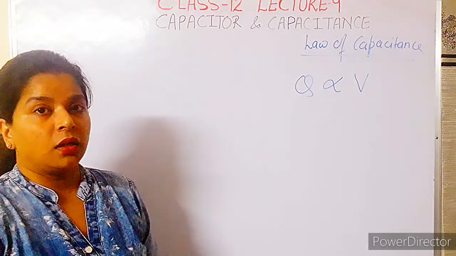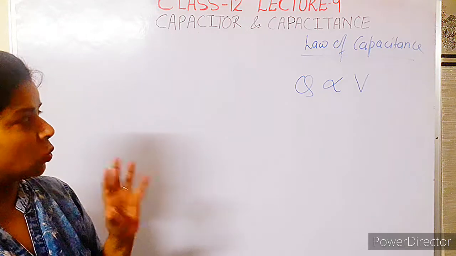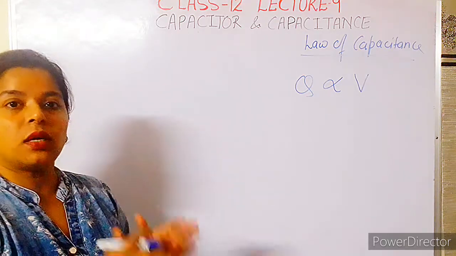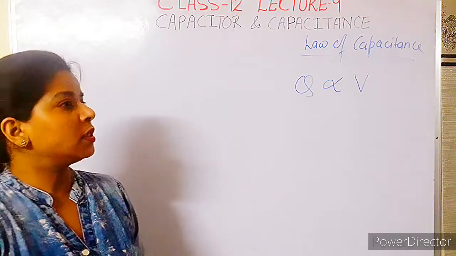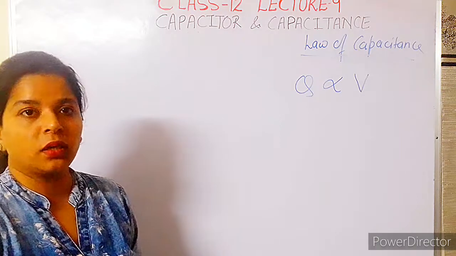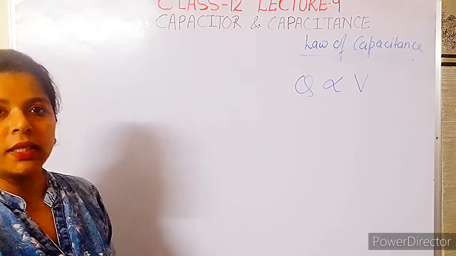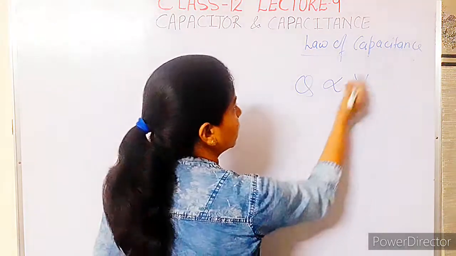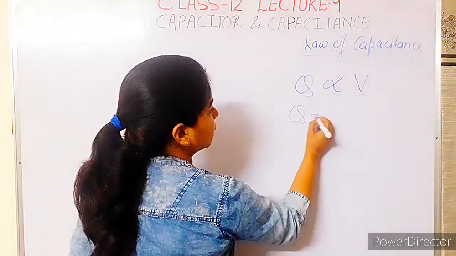Again I am repeating, I am underlining these 2-3 words in my definition: under the limit of capacity. Every capacitor has a certain limit, and only till that limit can it store the charge. That limit we will think about after this formula.